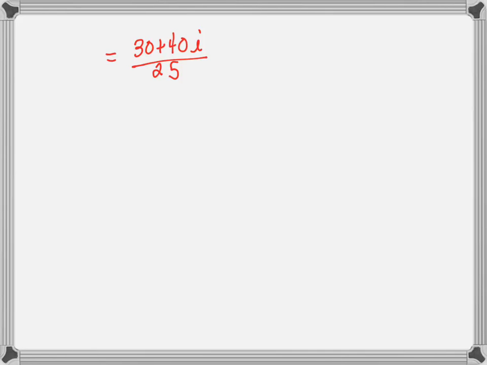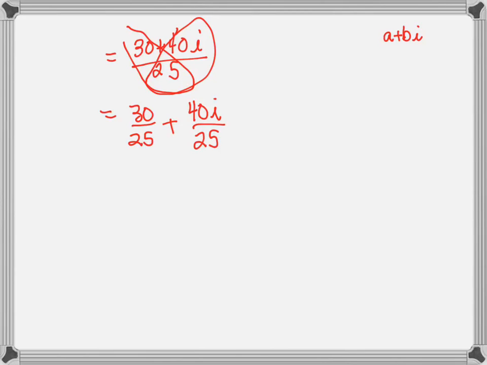Now this is essentially our answer, but complex numbers are usually in the form a plus bi. So let's put this expression in that form. And I can do that by separating this into two fractions. 30 over 25 plus, because we had a plus in the numerator, 40i over 25. And let's simplify these fractions. 30 over 25 becomes 6 over 5. And 40 over 25 becomes 8 over 5. And we have our i. So 6/5 plus 8/5 i is our solution.